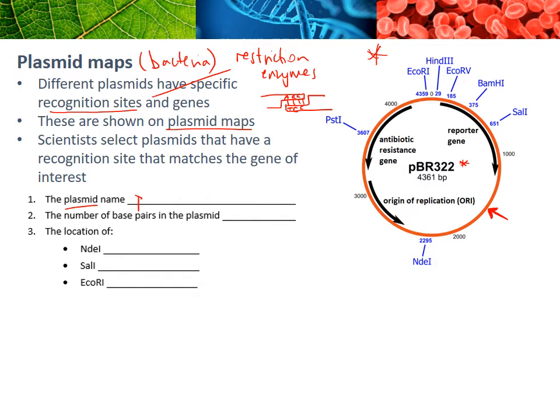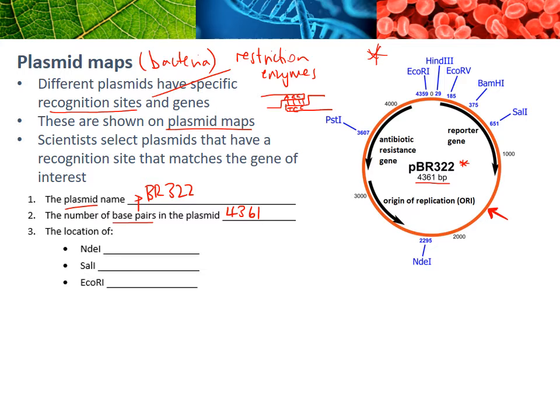Okay, so in this example, it is pBR322. You do not need to remember the names of any plasmids, but you could be given a plasmid map, and from that you have to identify the name. Okay, so it's that bit in the middle. Then on the plasmid map, it tells us the size of the plasmid in base pairs. So how many base pairs make up this plasmid? And that is this number directly underneath. So this one has 4,361 base pairs.